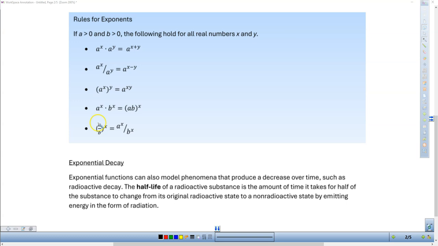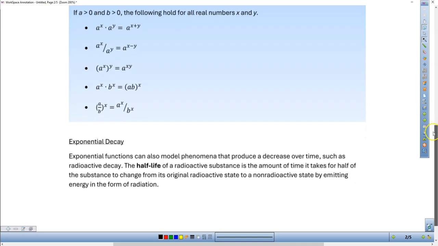And similarly, if I had the quantity of a over b, and I took that to the power of x, that's the same thing as saying a to the power of x divided by b to the power of x. If you're not familiar with these exponent rules, you're going to want to make sure you get a good handle on them, because it's going to come in handy as you start diving deeper into the different rules with exponents here.